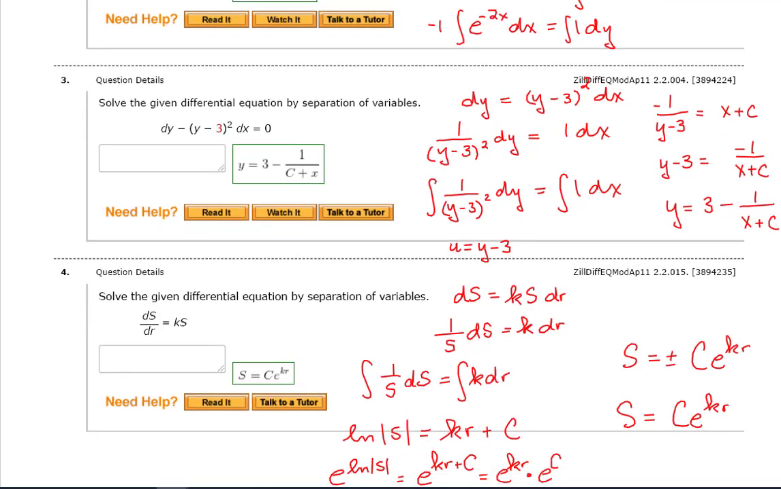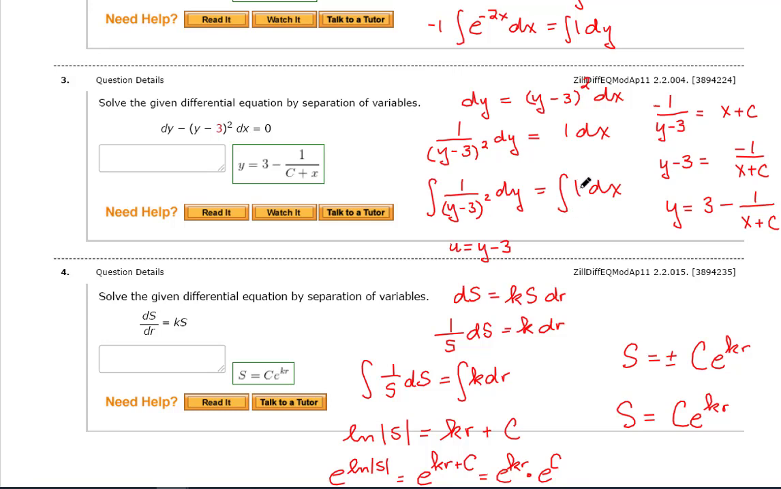Question 3. Alright, question 3, let's see. I'm noticing here we got a y part with the dy. The y is stuck in here, so I'm going to again get them on opposite sides. I'm going to divide by y minus 3 squared. And then at that point, all the y's are on one side, x on the other. And so I integrate both sides.